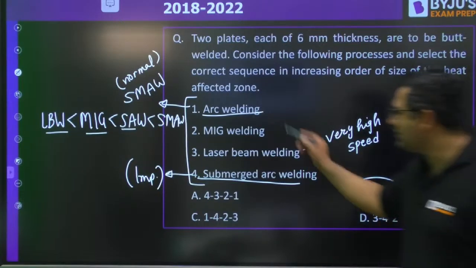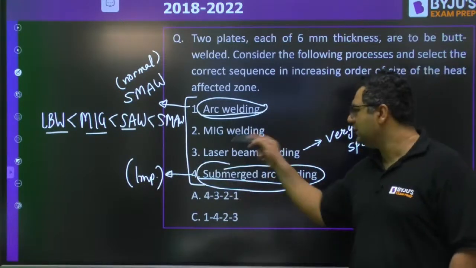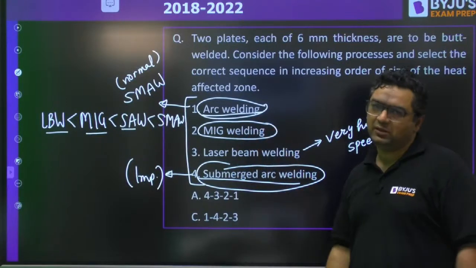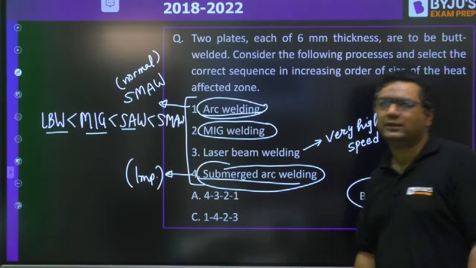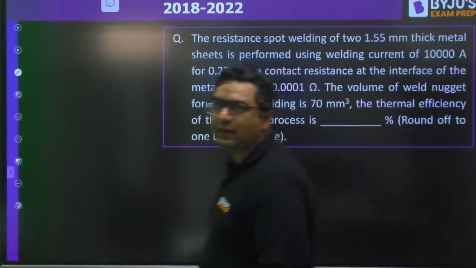So, first I compared these two because these two are arc welding processes. This is also arc welding. If you compare these three, MIG is the super special. Okay, that is how things are going to be. Moving to the next question, once again resistance welding.